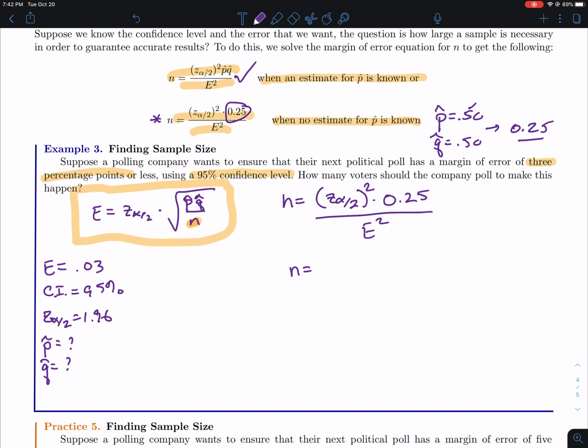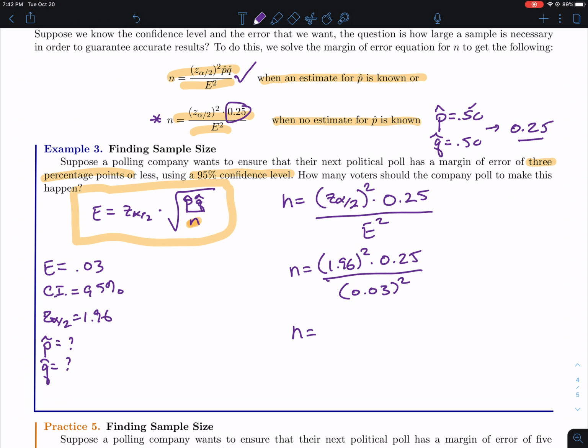So our z alpha over 2 was 1.96 squared times 0.25, and then all divided by our e squared, so 0.03 squared. All right, so let's plug this into the calculator and see what we get. Oops, hold on, I wrote that down wrong. That would have been bad. I know one of you would have caught that. There we go. That would have made for a totally different answer.